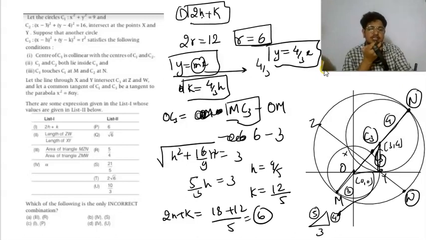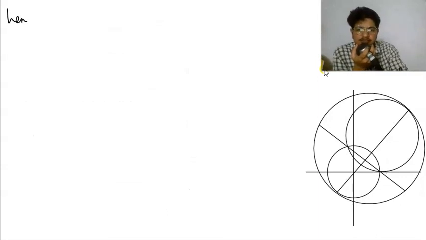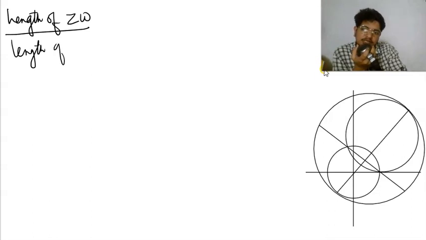Okay, so 2h plus k is equal to 6. Hope you understand this. Let's go with the second one, which is length of zw upon length of xy. So I will write here length of zw upon length of xy.